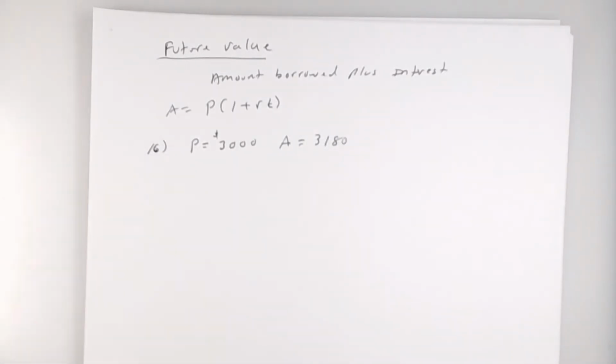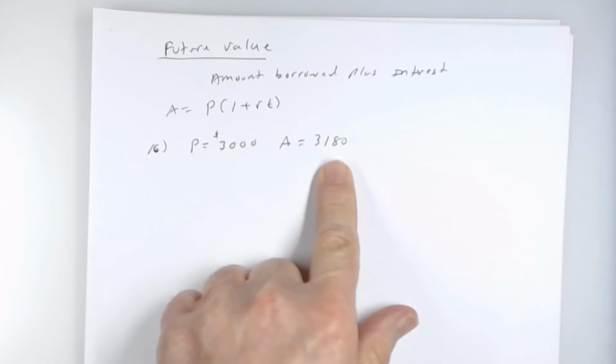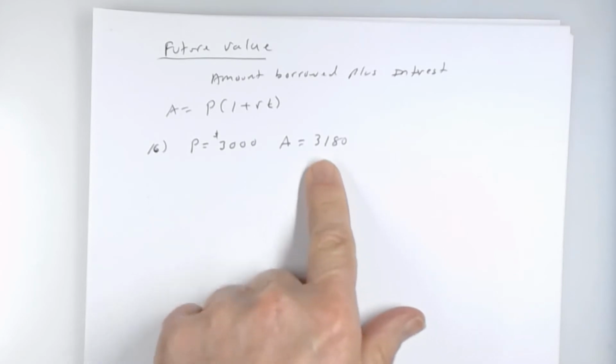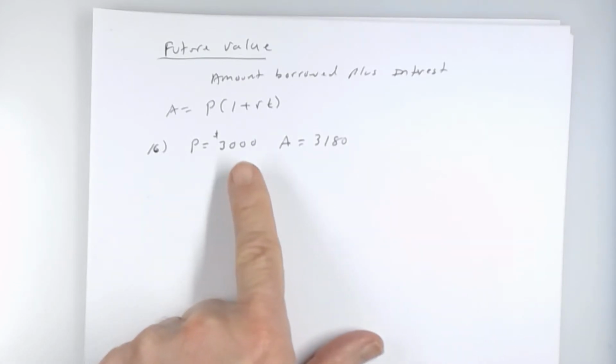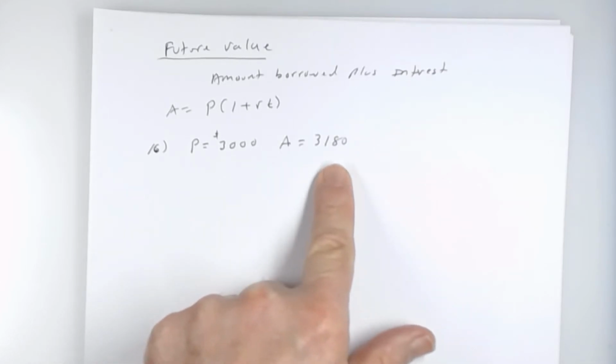Now what that means is this. Remember what that future value means? It means that's the total amount you end up paying. So do y'all understand that this amount also includes the $3,000? So what does the 180 represent? The interest. Okay, the interest.